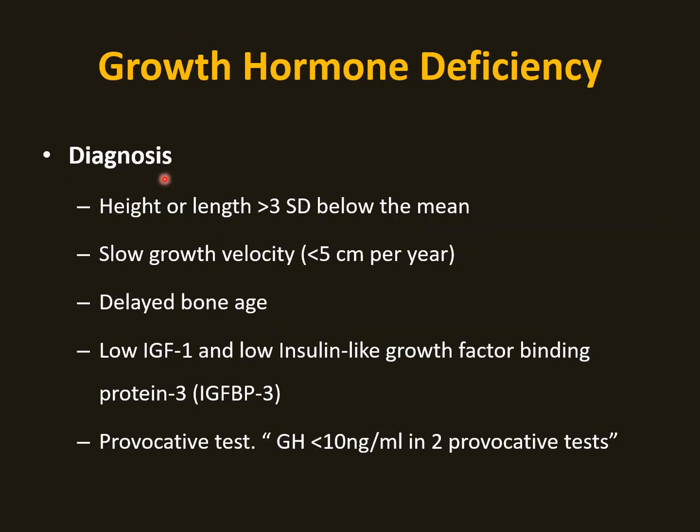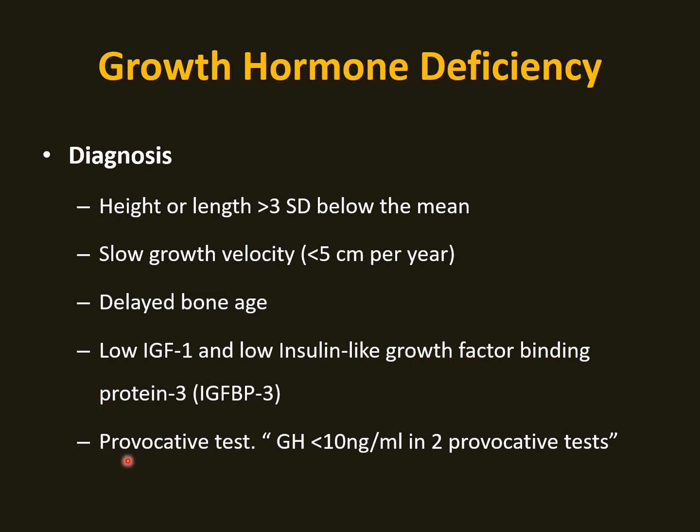Diagnosis of growth hormone deficiency: the height or length is more than 3 standard deviations below the mean, slow growth velocity of less than 5 cm per year, delayed bone age, low insulin-like growth factor, and low insulin-like growth factor binding protein 3.